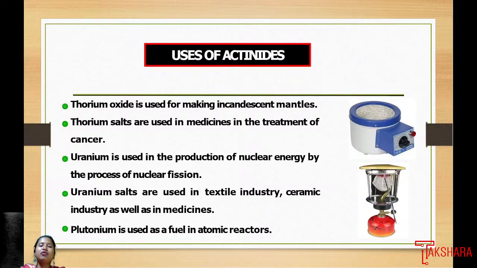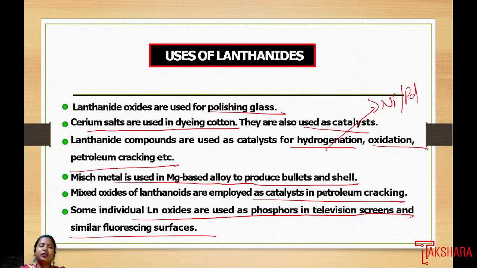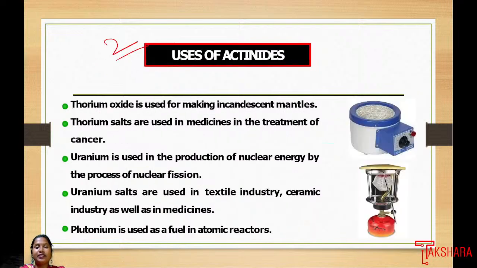Next we have uses of actinides. You may get a 2 marks question on the uses of lanthanides and actinides. If we come to the uses of actinides, thorium oxide is used for making incandescent mantles. Then thorium salts are used in medicines in the treatment of cancer. In cancer treatment, thorium salts are used.